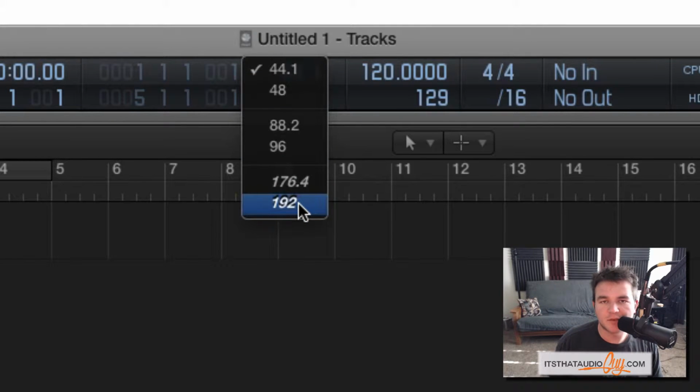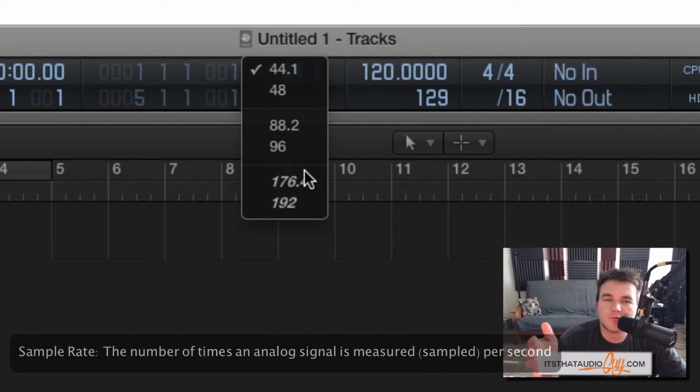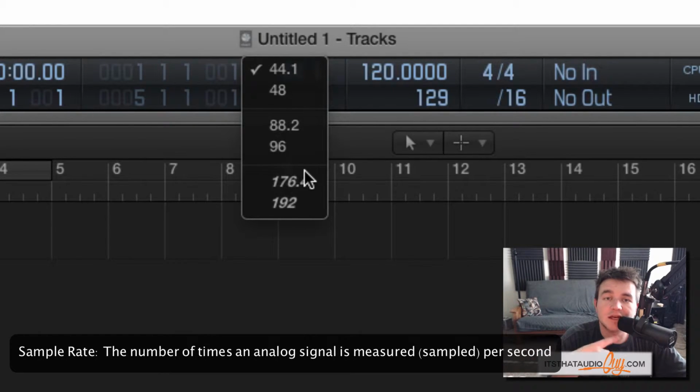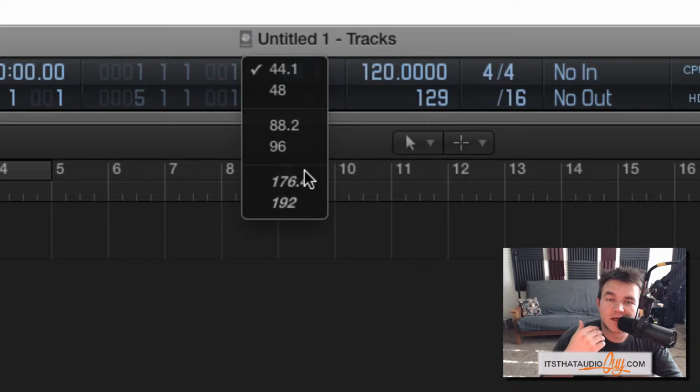And the higher number should be better, right? Because higher numbers are better. No, not necessarily. What sample rate means is this is the rate at which your interface will capture audio per second. In more simple terms, if you're recording a vocal and you have your sample rate set to 44.1 kilohertz, that means as your audio interface captures your voice going into your microphone, it will sample your voice 44,100 times per second. 48 kilohertz, it will sample your voice at 48,000 times per second.